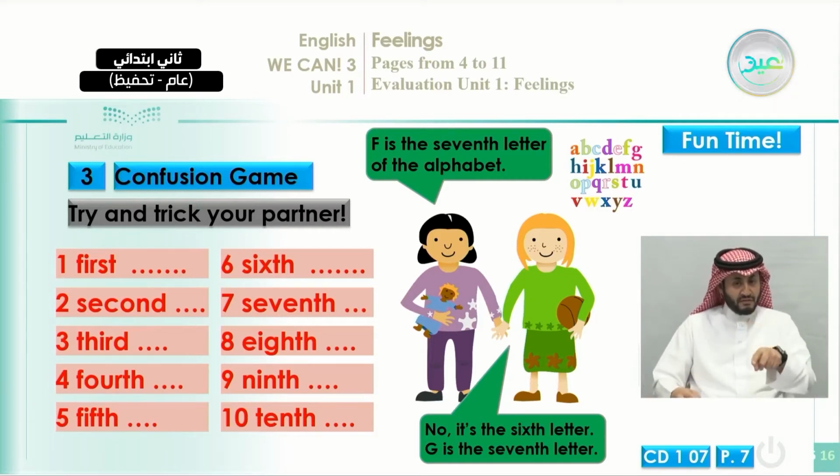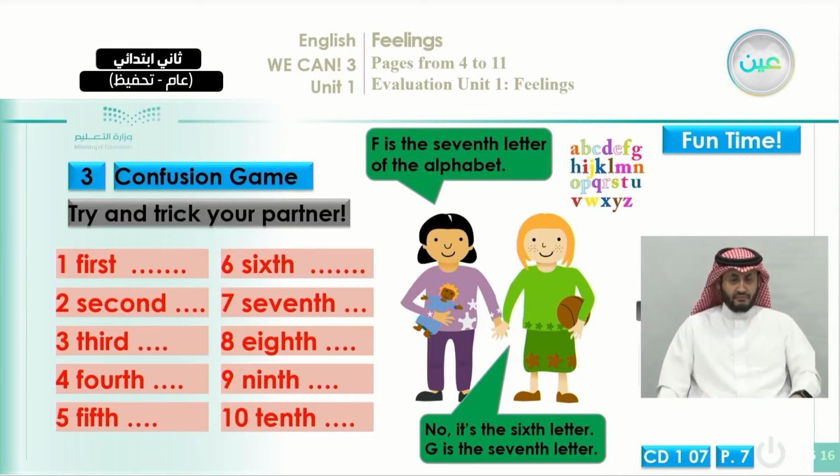Do you think that F is the 7th or not? You can say A, B, C, D, E, F. So F is not the 7th. What is it? It is the 6th. So what do you expect the answer to this statement? The answer says no, it is the 6th letter. G is the 7th letter. You can play this game with a partner, with a member of your family or with one of your colleagues. Okay, let's listen to this game played by two of your colleagues.